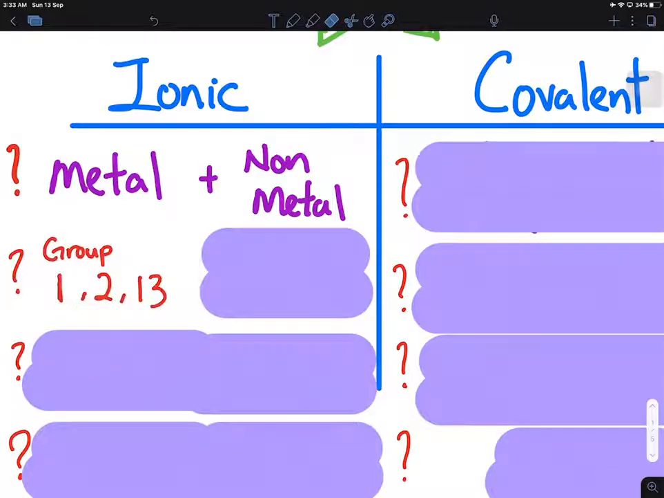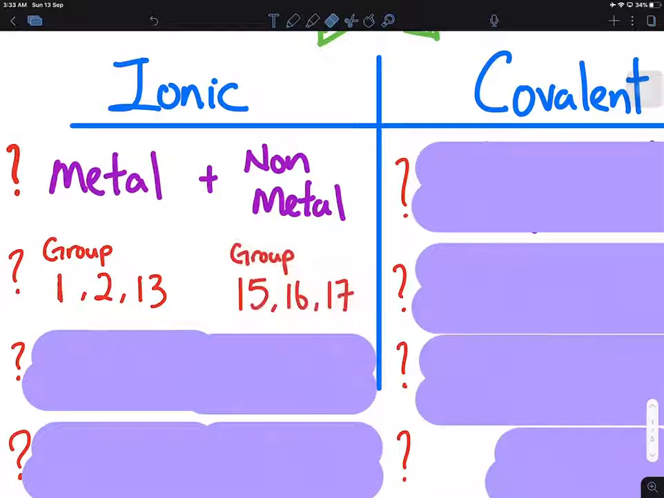A metal comes from group 1, 2, and 13. Group 1, 2, and 13 are metal. After learning the periodic table, you should be able to tell this. So group 1, 2, 13 are metal. Non-metal comes from group 15, 16, and 17.